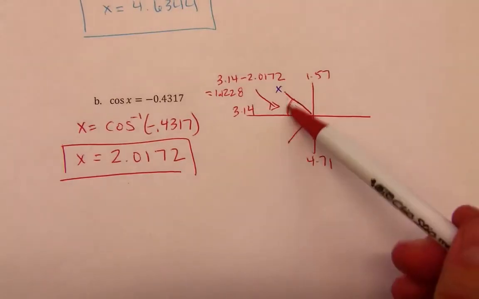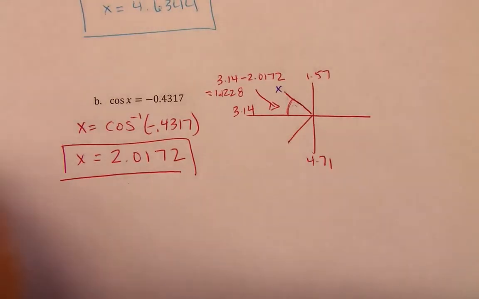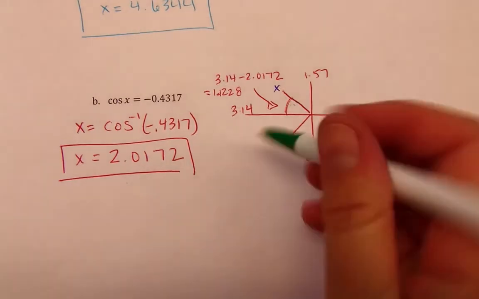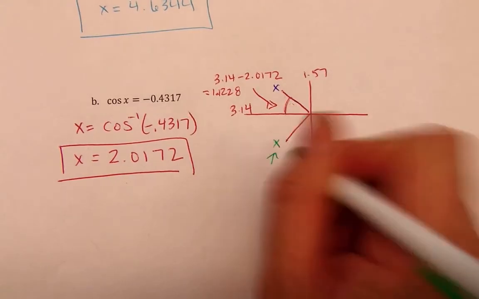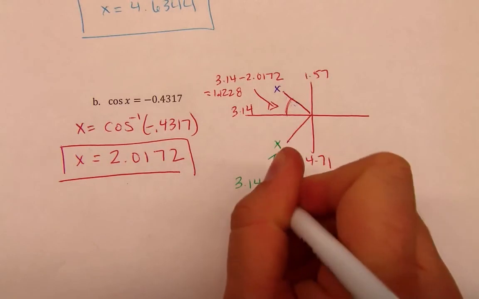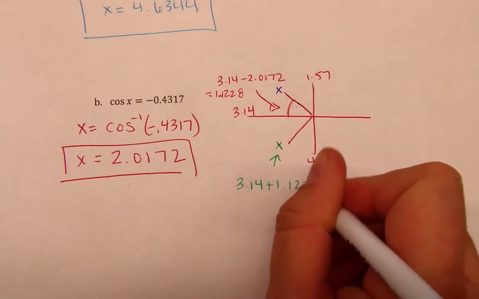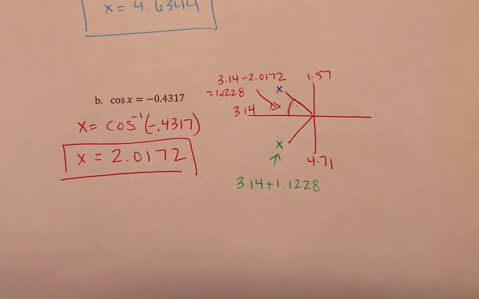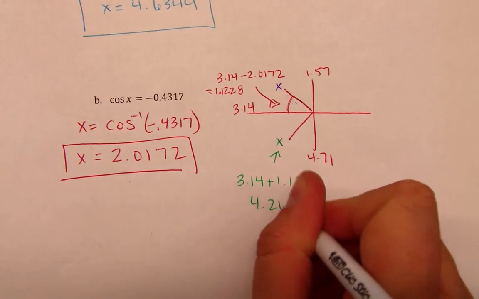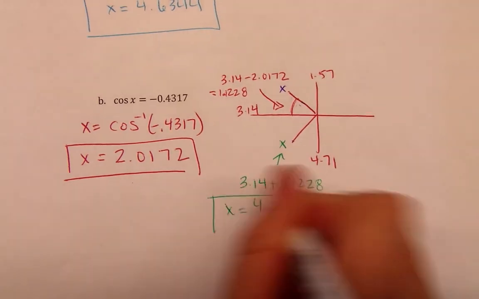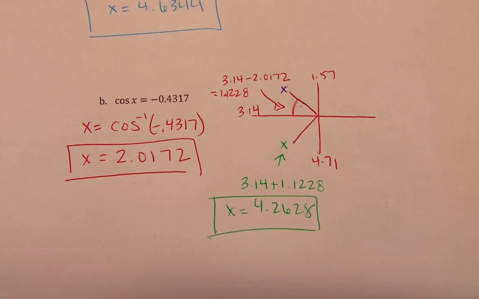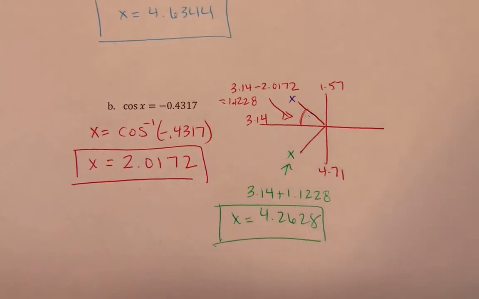And what that means is we want to go the same amount this way. So to find this angle right here, we would find 3.14 plus 1.1228. So plus 3.14. And we get 4.2628. So that's our other x. Okay. And so that's how we can find those angles. Okay. And we have one more example left on the next page. So let's go ahead and get to that.